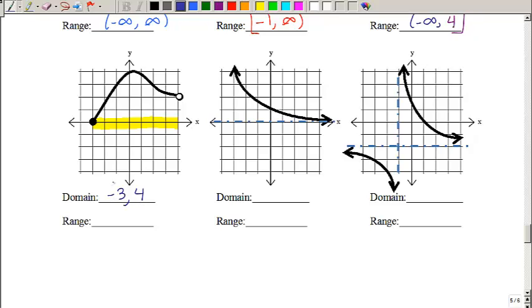Can I include my negative 3? Absolutely, so I put a bracket. Can I include my 4? No, so I put a parenthesis.